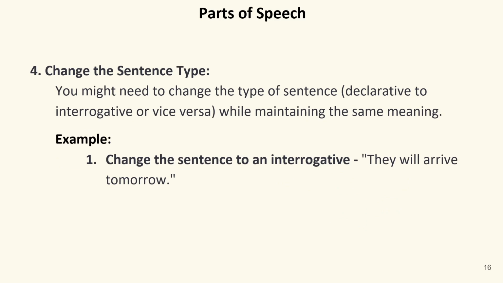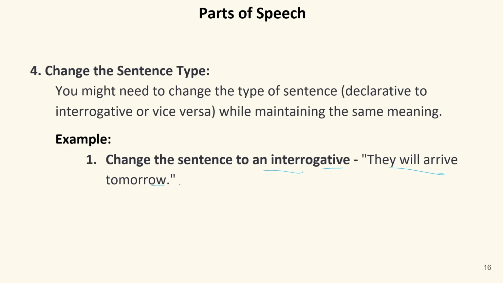Now change the sentence type. You might need to change the type of the sentence. So you can say you have to transform the sentence from one type to another. For example, here it is written, you have to change the sentence to an interrogative. It means the sentence is given in declarative or assertive manner. You have to convert or transform the sentence into interrogative.